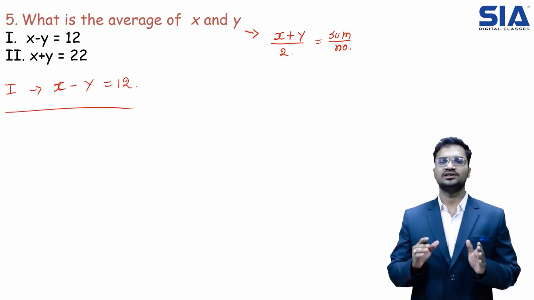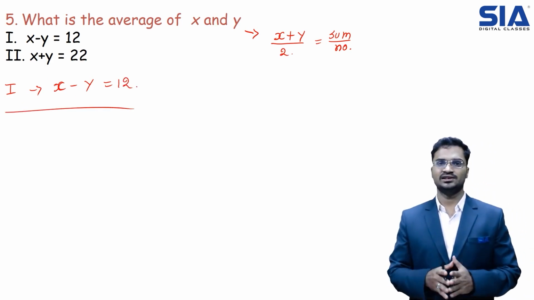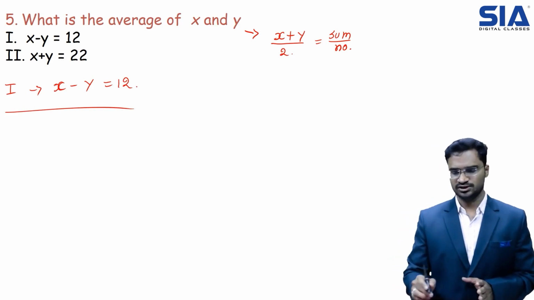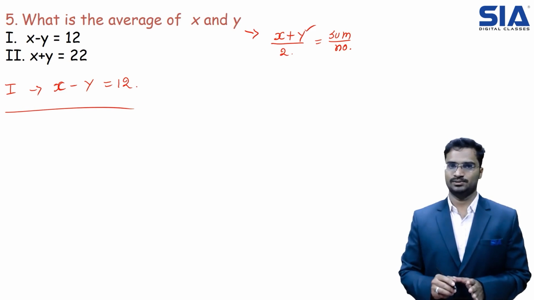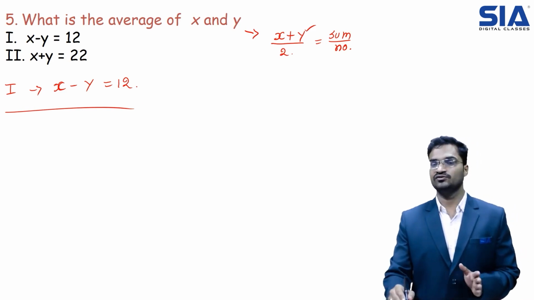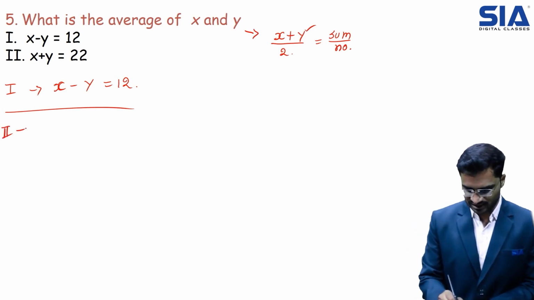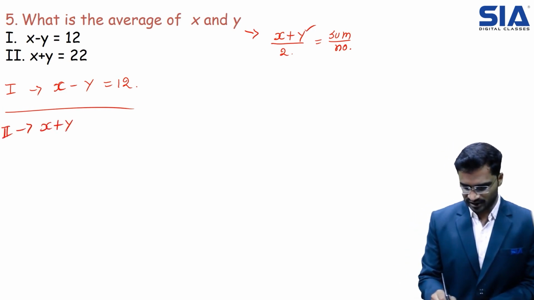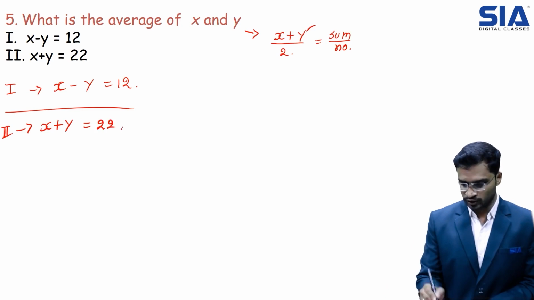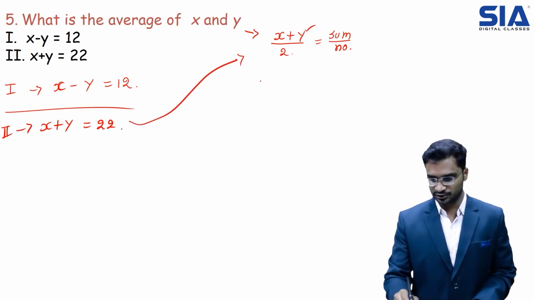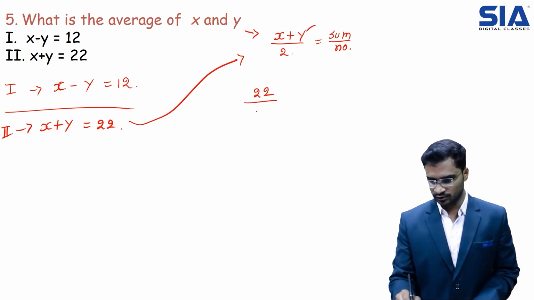By using statement 1 alone, can we answer this question? No, we cannot answer this question, because we want the value of x plus y. If we get the value of x plus y, we can say the average of x and y. Now the second statement says that x plus y is equal to 22. So let us take statement 2 alone and substitute it here. Then average is equal to sum by 2, so 22 by 2. So the average is 11.